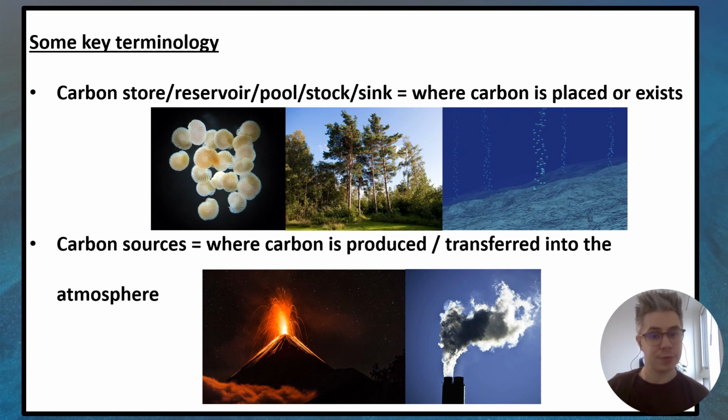Then we go into carbon sources. And you can divide these into natural sources of carbon and also anthropogenic, so human-caused sources of carbon. And these are just where carbon is produced and is transferred to the atmosphere. A volcano is an example of a natural source of carbon, which is emitting a bunch of carbon dioxide into the atmosphere during its eruption. But you also have power plants through the burning of fossil fuels, such as natural gas, oil, and coal, which release carbon back into the atmosphere when it was previously stored in a carbon store.